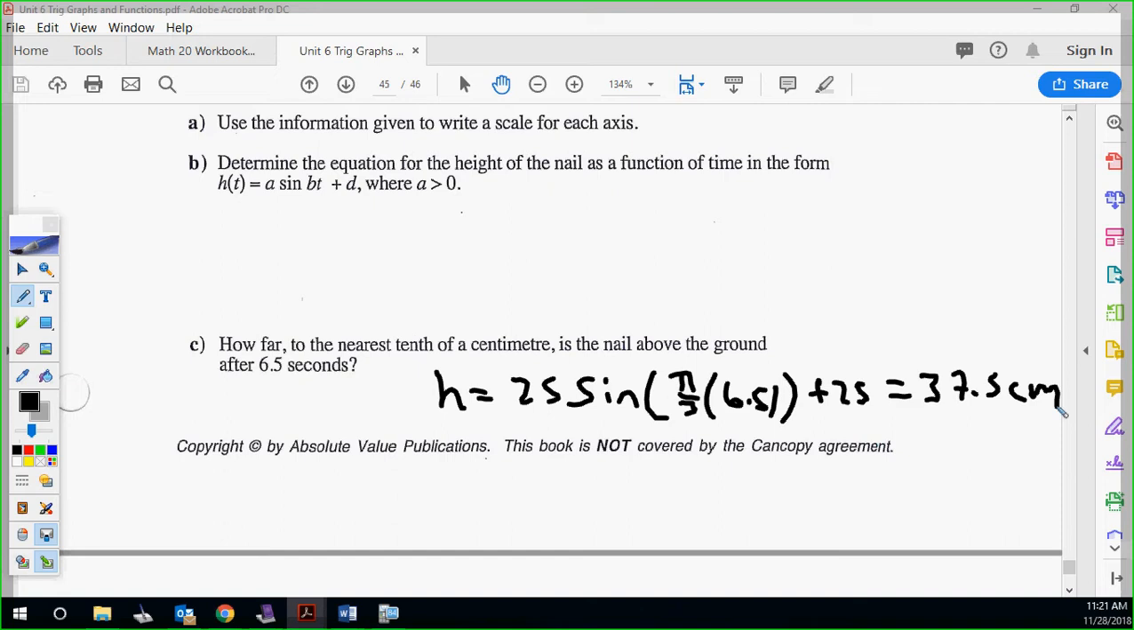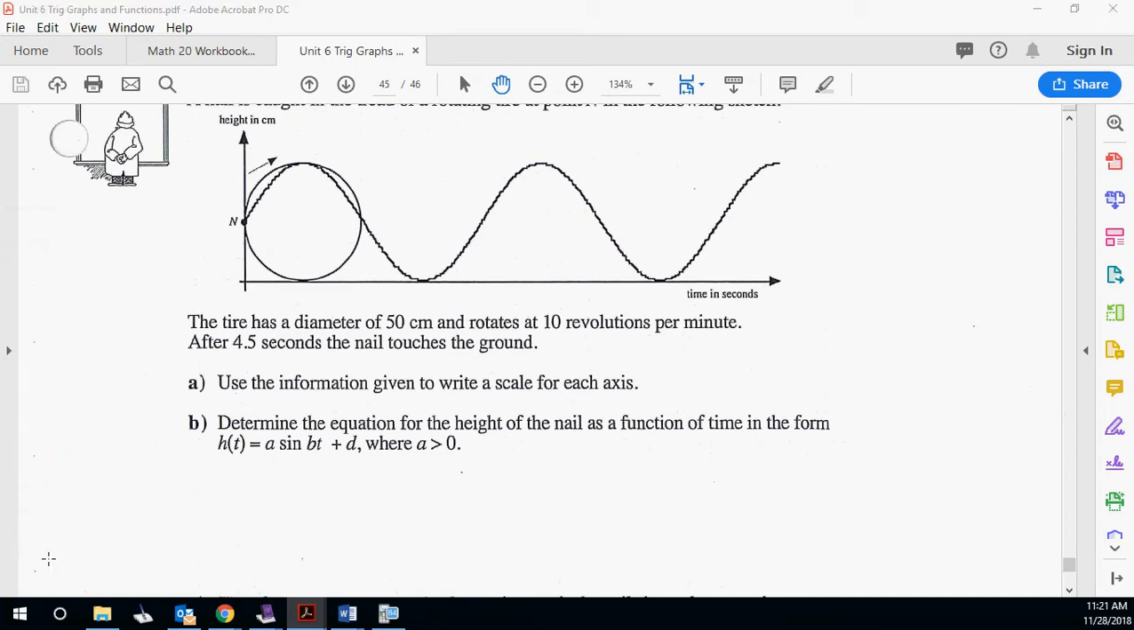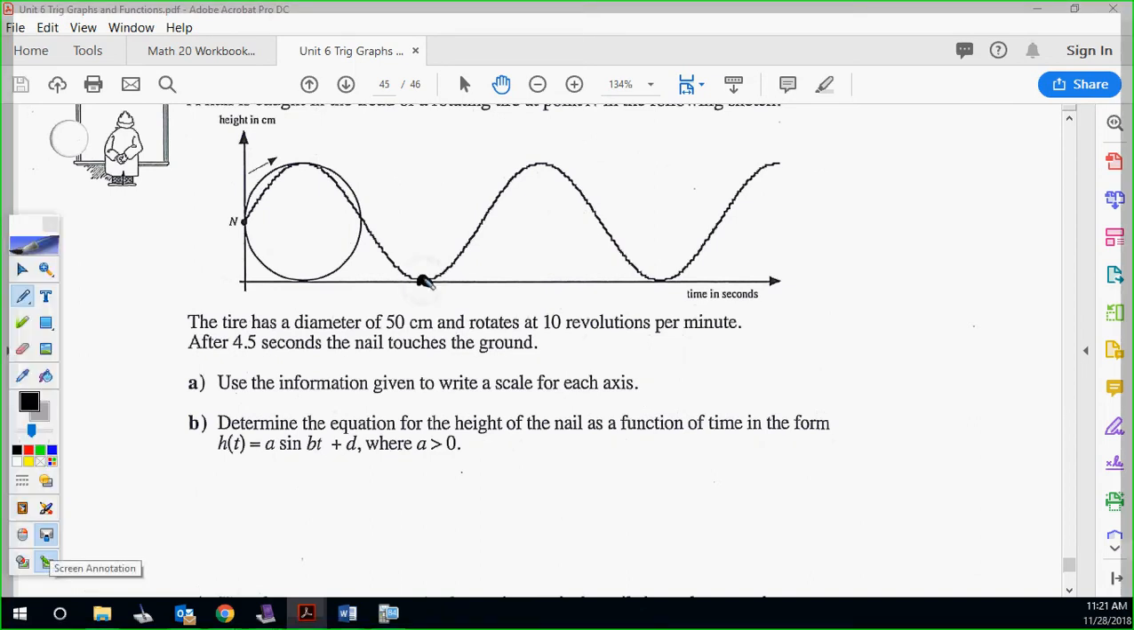Okay, so let me show you here. I'll come back just a second. So this right here, it says it hits the ground at 4.5 seconds, right? But we know every 6 seconds it's going to go full around. So that means that's 10.5. I'm just trying to make you guys have number sense of why that answer makes sense.